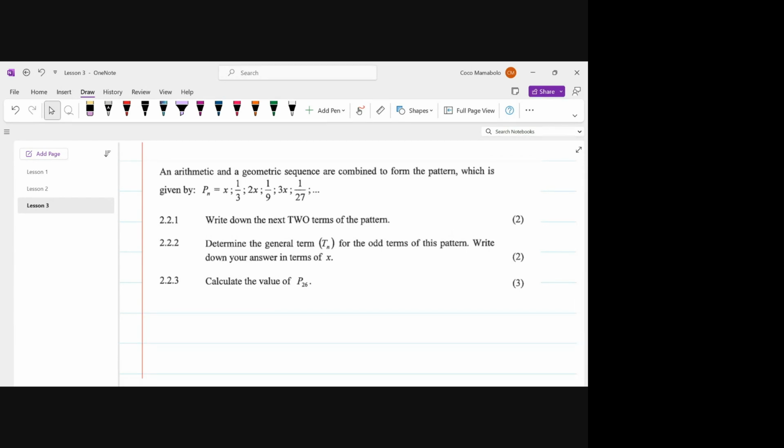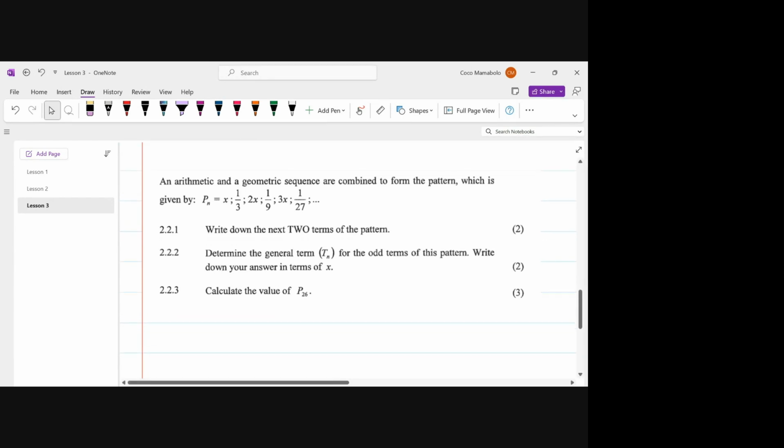All right. Let's talk about what we've been given here. It says, an arithmetic and a geometric sequence are combined to form the following pattern. So we've got x, 1 over 3, 2x, 1 over 9, 3x, 1 over 27. Okay, so we can tell just by looking at it. Yes, Andy, this is the kind of example. I will give you a screenshot. Oh, you know what? I will add them to the Google Classroom so you can try some of the others out. Okay.